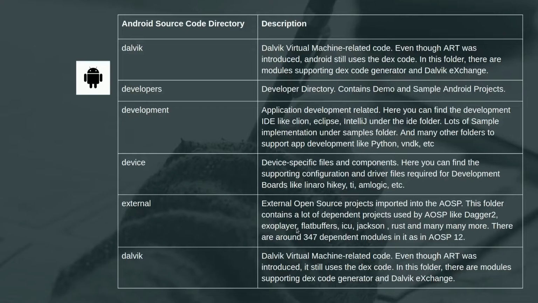The external folder consists of the open source projects imported into AOSP. This folder contains a lot of dependent projects used by AOSP like Dagger 2, ExoPlayer, FlatBuffers, ICU, Jackson, Rust, and many more. There are around 347 dependent modules as in AOSP 12.